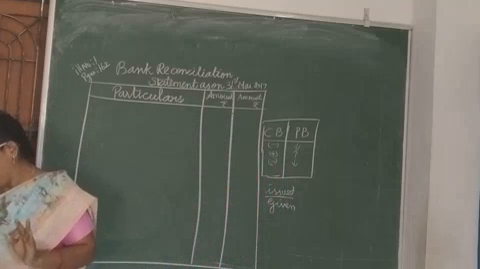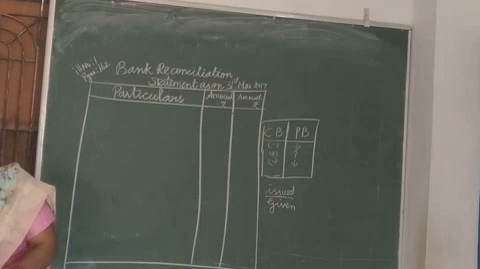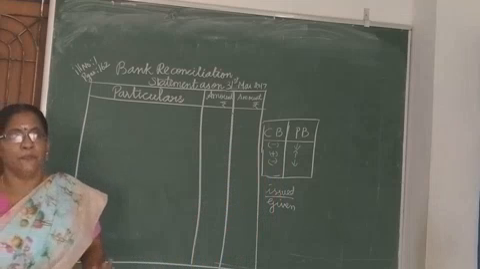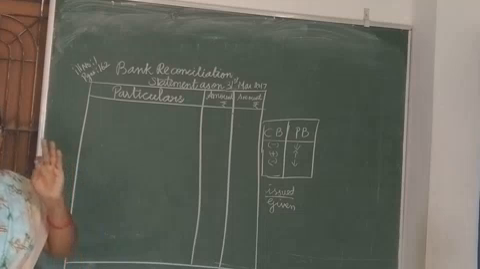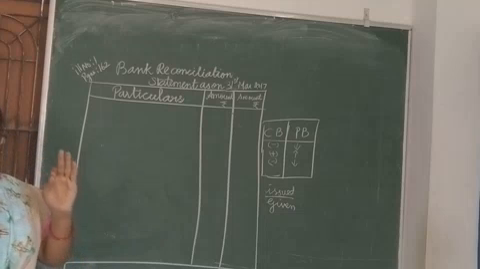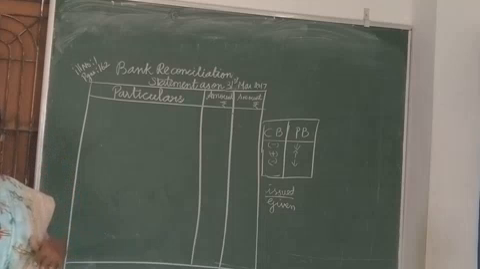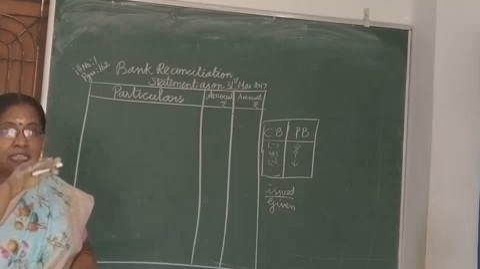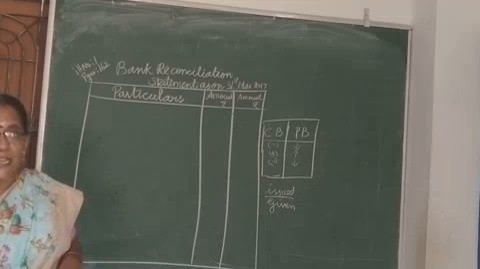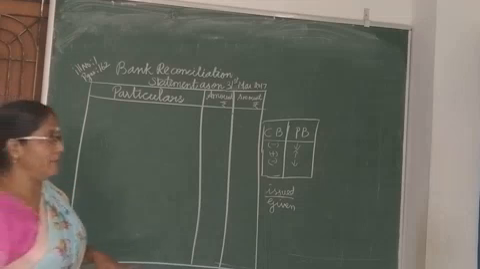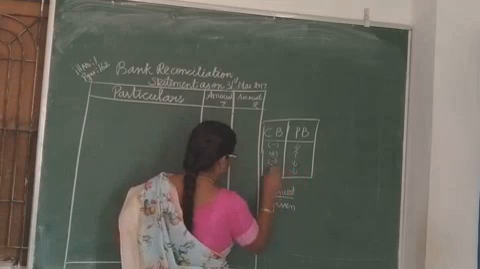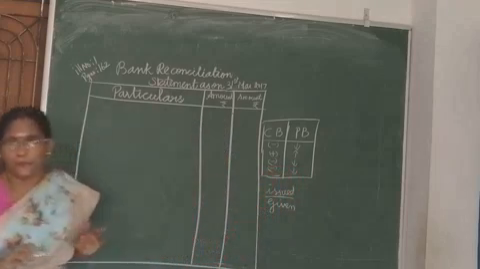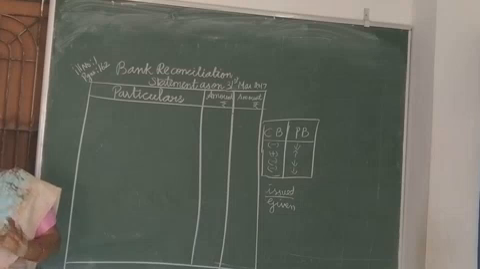Are you clear? Then rent paid by bank as per standing instruction. We have given the standing instruction to the bank, and the rent is paid by the bank. So the transaction which decreases the balance as per passbook, what we have to do? Reduce. Are you clear?